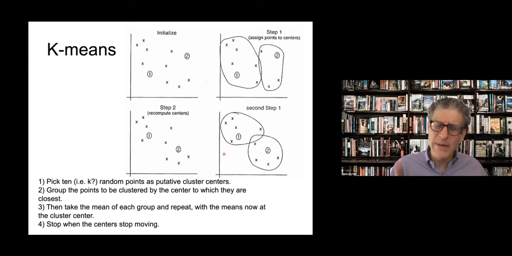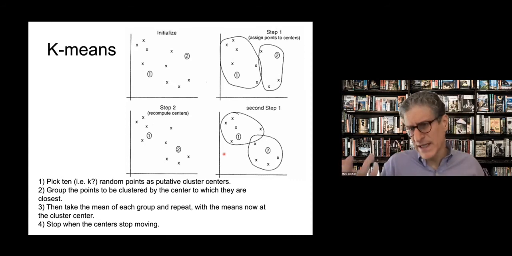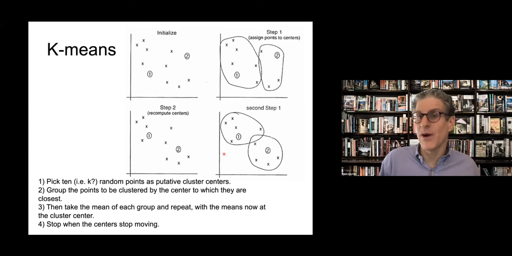Now, one of the problems with k-means is you have to decide how many cluster centers you want ahead of time. And that's a big decision that you might not want to make.